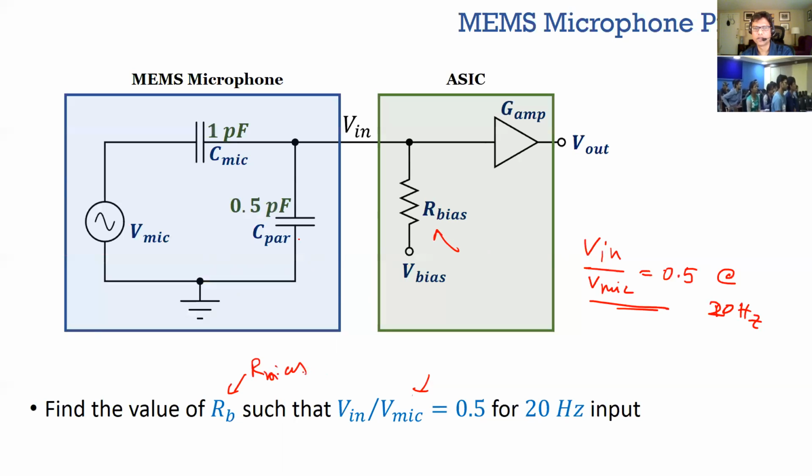In other words, the impedance of this parasitic capacitor, I've said 0.5. You know what it is going to be at 20 hertz, 1 over C omega, right? You find that in parallel with R bias, and this is a resistor divider now, so V in over V mic should be 0.5. So just solve that equation and you'll find it. Solve it because that'll give you a good idea of how to find impedances and voltage transfer functions. It's a pretty simple problem. I think you should be able to solve it.